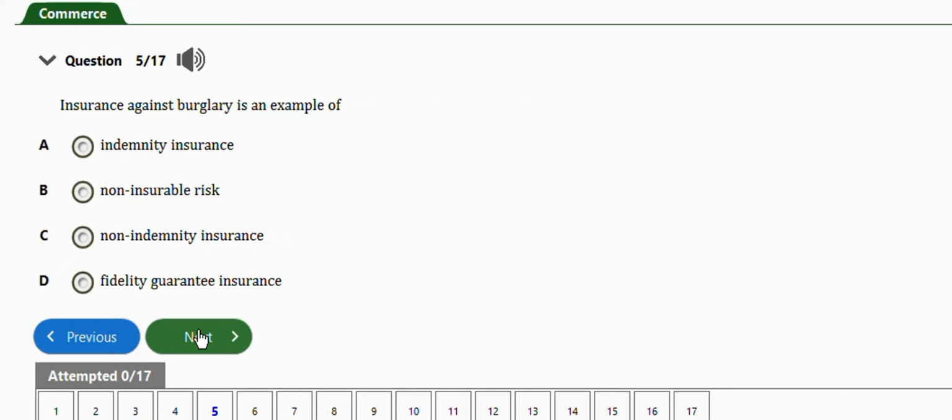Next question is this one. Insurance against burglary is an example of: we have indemnity insurance, non-insurable risk, non-indemnity insurance, fidelity guarantee insurance. The right answer is option A, which is indemnity insurance.